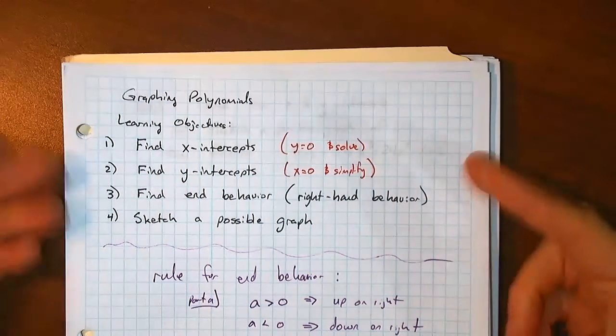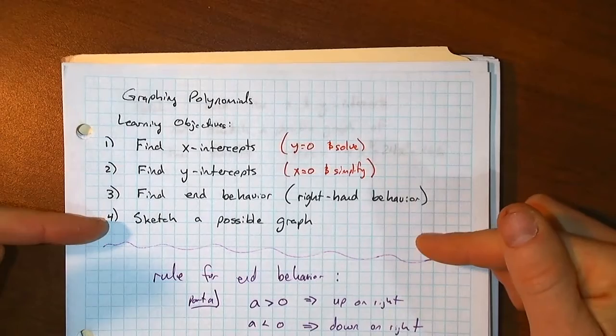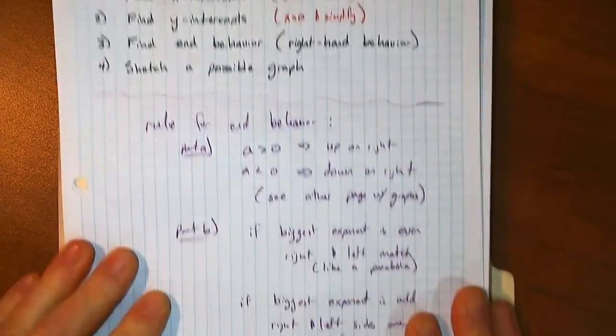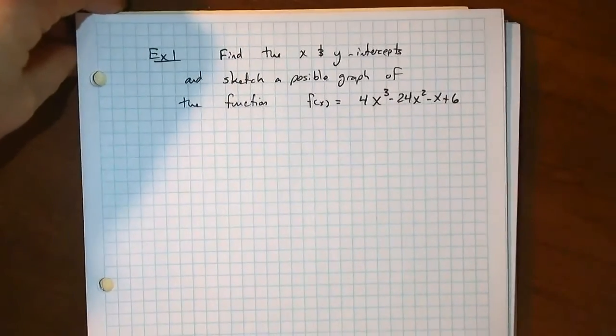As you look at our learning objectives for this video, they are the learning objectives from the last video. Be able to find those things and then sketch a possible graph. The last video was where we developed this rule. We talked about where it comes from. Again, if you haven't watched that video yet, you may want to go back to it. So here's the example we're going to do in this video.